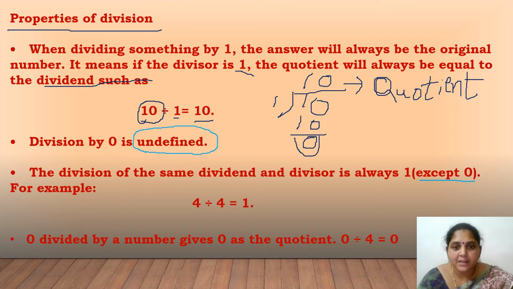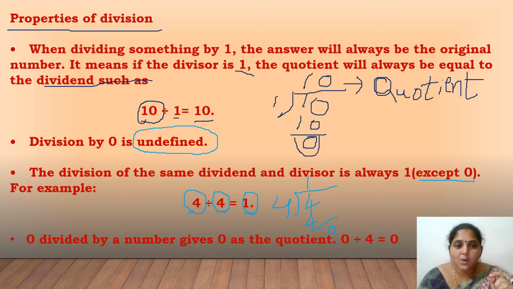For example, I have taken 4 here. When 4 is divided by 4 itself, what will you get? You will be getting 1. Right or no? Yes, if you want, you can see 4 divided by 4. In the 4 table, 4 comes 1 time. So, 4 ones are 4 and the remainder is 0. So, when any number is divided by itself, the quotient will always be 1.